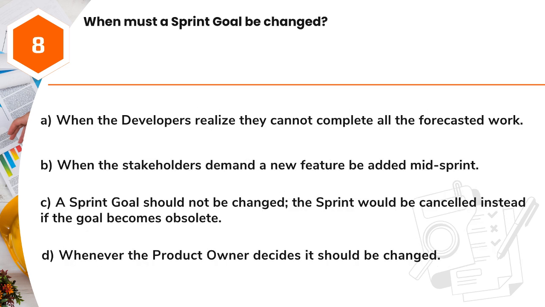Question 8. When must a sprint goal be changed? A. When the developers realize they cannot complete all the forecasted work. B. When the stakeholders demand a new feature be added mid-sprint. C. A sprint goal should not be changed, the sprint would be cancelled instead if the goal becomes obsolete. D. Whenever the product owner decides it should be changed.